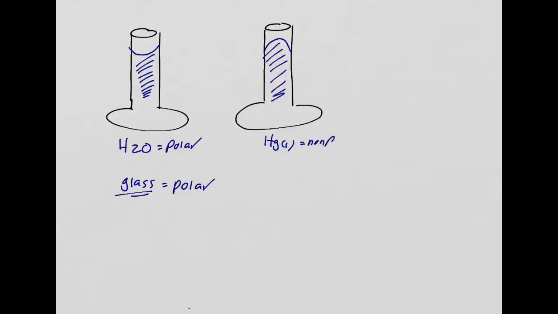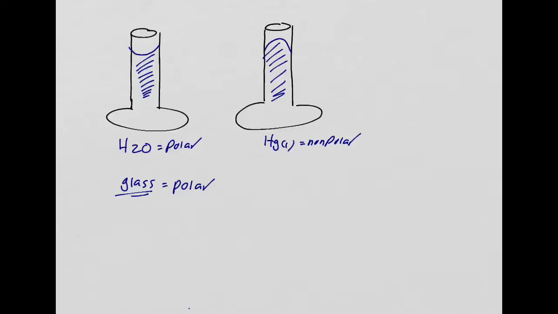Now, mercury is non-polar, but the glass is polar, so they don't really go with each other. Mercury doesn't want to interact with the glass. It tries to get away from the glass, and that's why you have this little shape that is trying to get away from the glass. Whereas here, water tries to interact with the glass. That's why water has a meniscus.